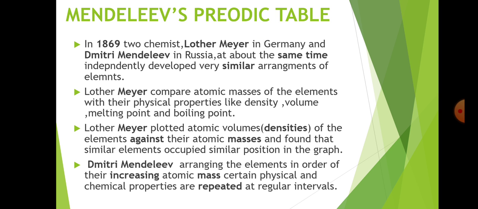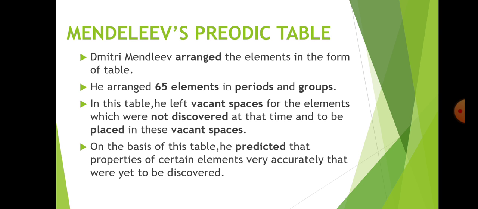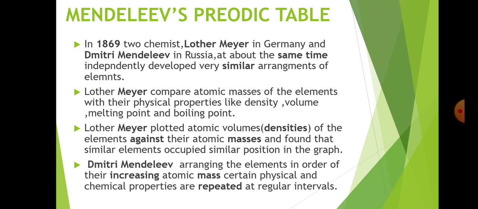So in the graph, Lothar Meyer made a graph between the atomic masses and the density. He took atomic masses on the x-axis and densities on the y-axis, and found that the elements on every peak have similar properties, that in every peak the elements have similar properties.